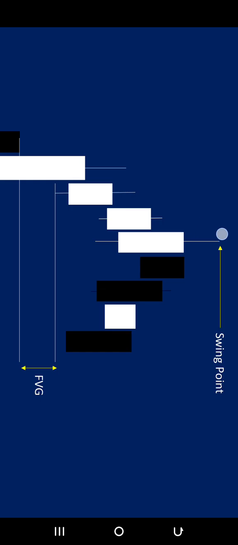It magnetizes price towards itself. So this fair value gap is a magnet because it attracts price towards itself. Then when price comes into this fair value gap, what it does again is that it will reject price. So fair value gap is also a rocket.